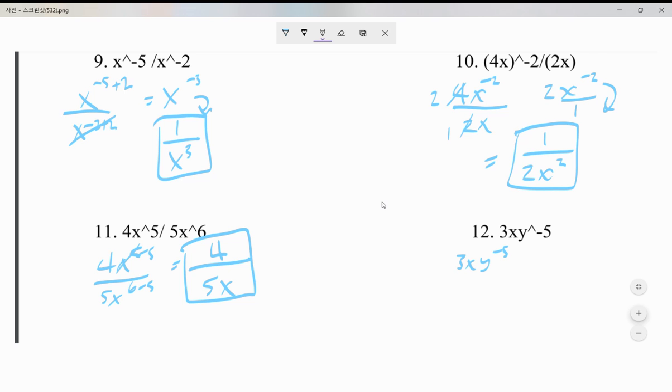3xy^-5. Okay, for this one, it's not parentheses, so it's not negative power of negative 5 for every single one. So it's just this, okay? You're just going to flip the y. So it's 3x over y^5.